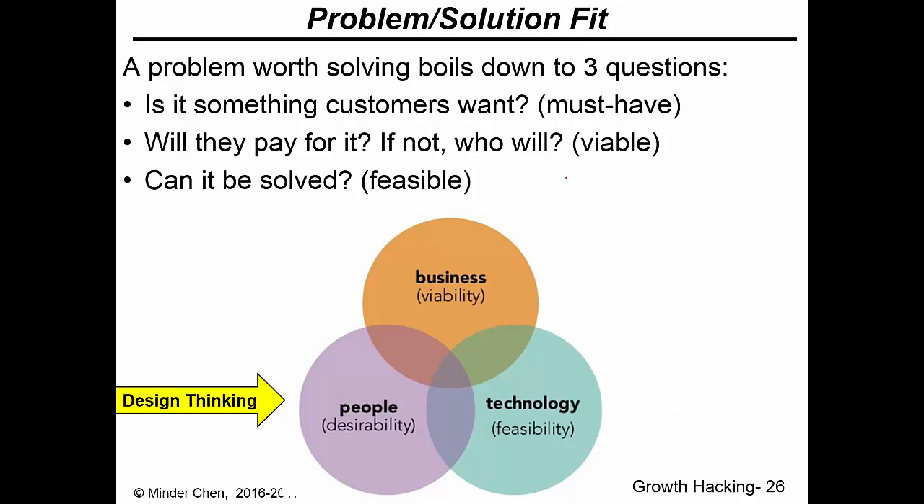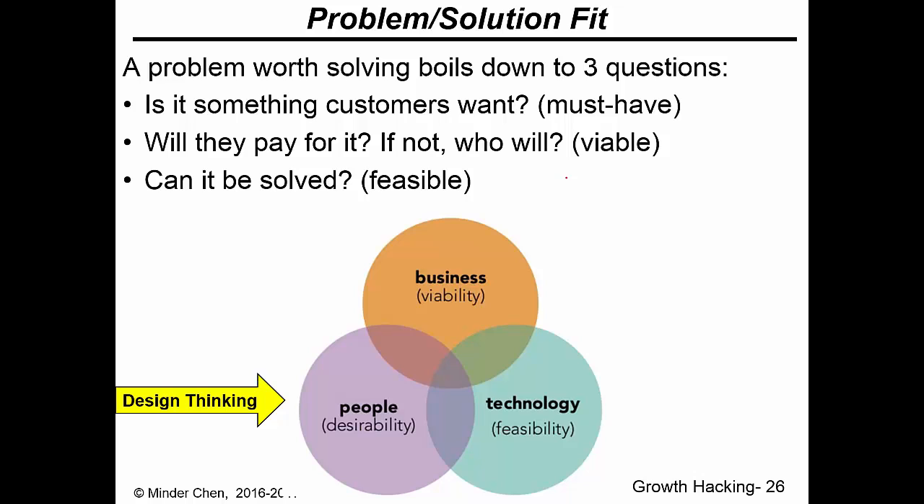So in the first stage, problem solution fit, we have to ask three questions. First, is there something the customer wants? Is this product something the customer wants? That's what we call a must-have. Second, will the customer be willing to pay for it? And if not, sometimes someone else may be willing to pay for it, just like Google search. We're not paying for it, but some advertiser is willing to pay for it to get our attention to their ads. That's called viable, which is really business viability.